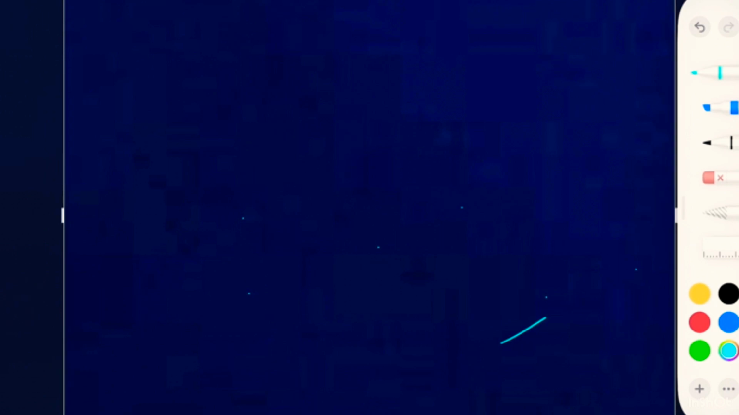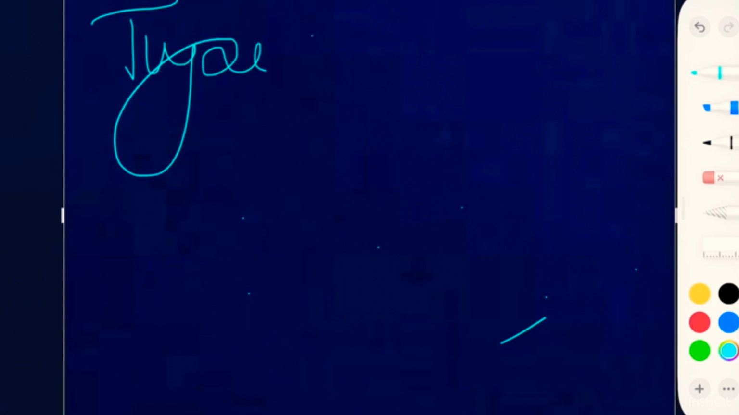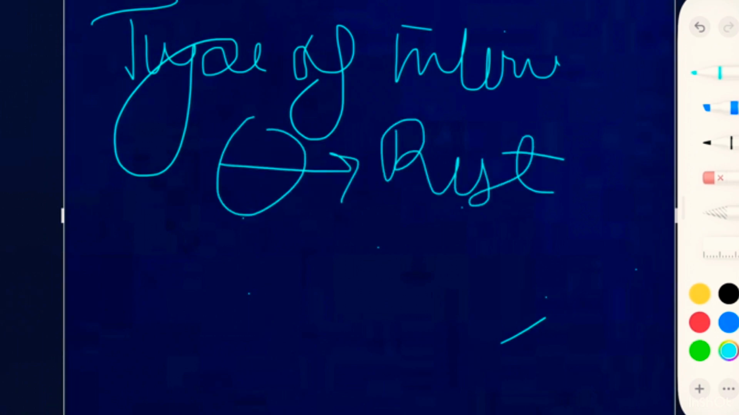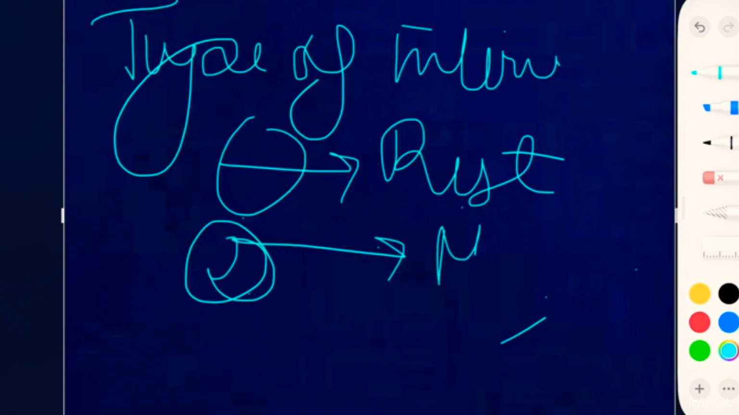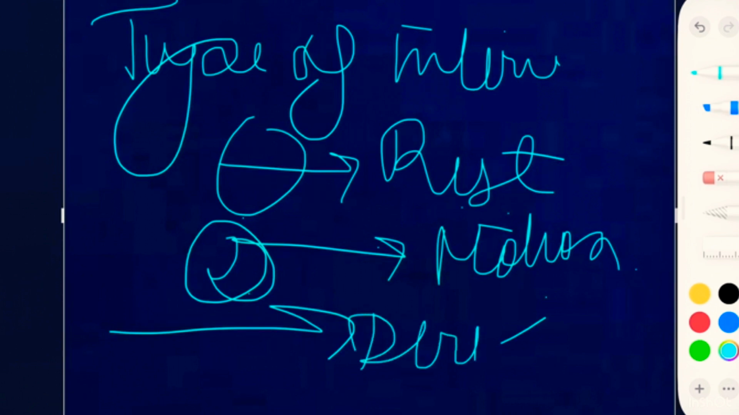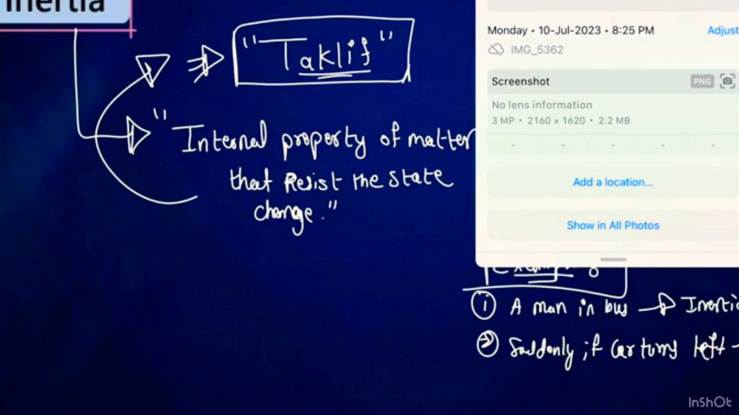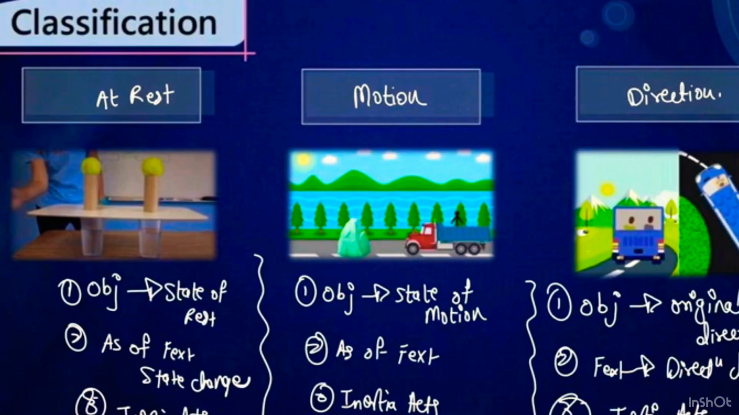The types of inertia: inertia of rest, which we already saw, inertia of motion, and inertia of direction. This is very important. So from here we can see that an object at rest, its state changes, and inertia acts.